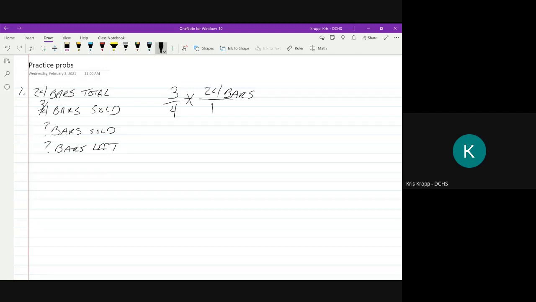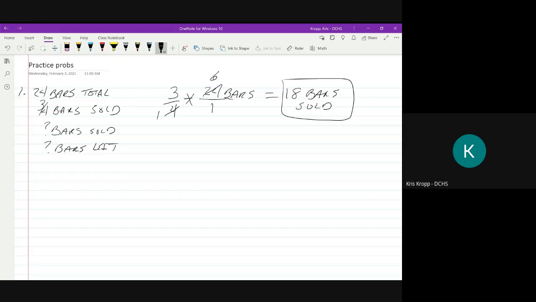Unless, of course, you recognize that you can do some simplifying within the problem to make life a little bit easier, which of course I recognize here. Instead of getting my calculator out, I can do this math in my head because 4 goes into 4 once and 4 goes into 24 6 times. So I'm going to do that little reducing trick right there. And then I just have to multiply 6 times 3, which is, of course, 18. So 18 bars were sold.